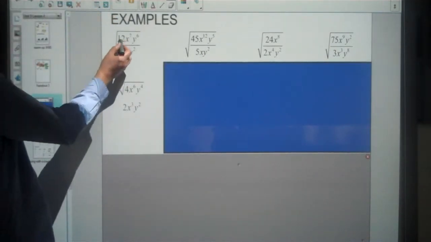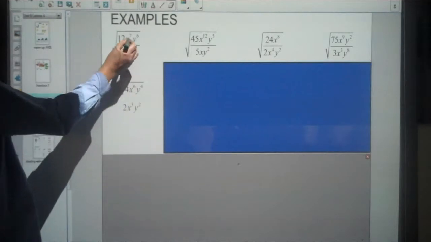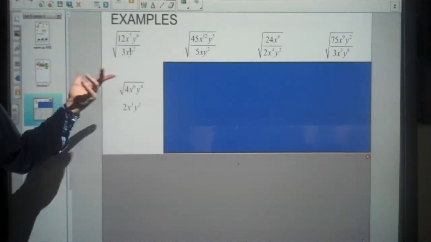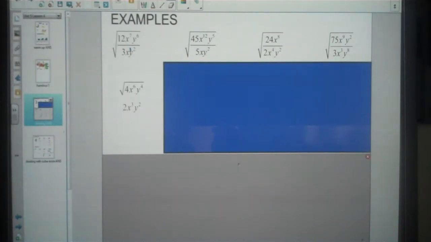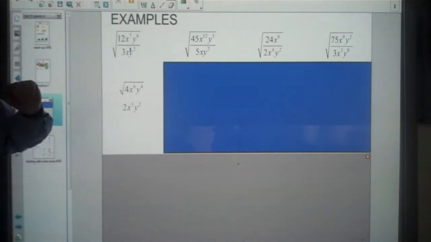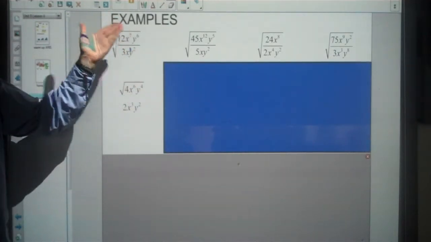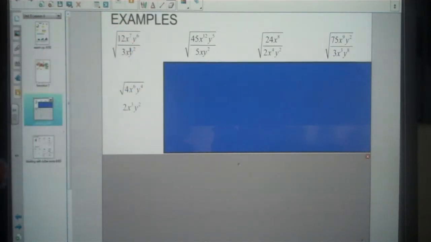So all I did here was say 12 divided by 3 is 4, x to the 7 divided by x to the 1 is x to the 6, because the rule for exponents when you divide is you subtract them, so 7 take away 1 is 6. y to the 6 divided by y squared is y to the 4, same reason, 6 take away 2 is 4.